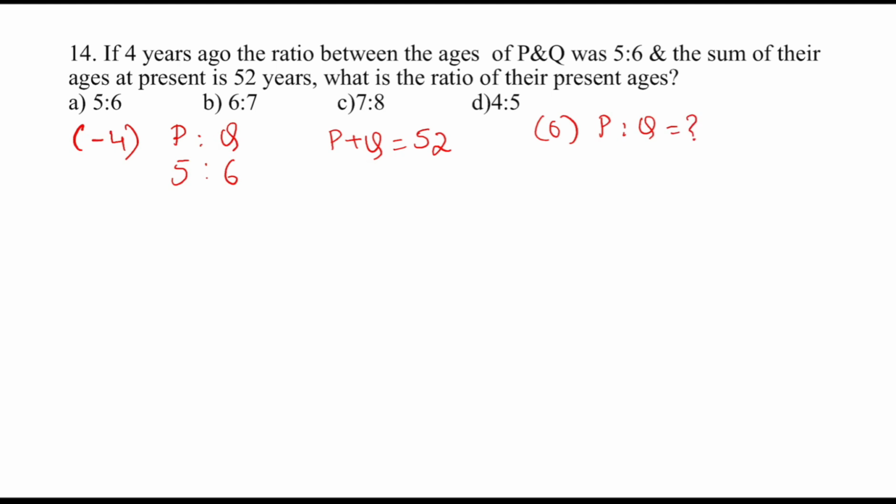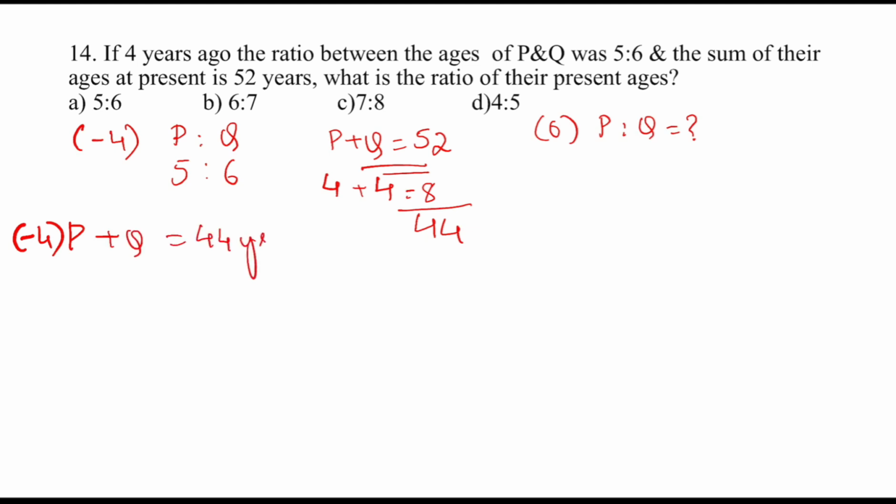Okay. Now we know that presently their sum is 52 years. Then for 4 years back, what was their sum? You have to subtract 4 years from both, isn't it? Means P before 4 years and Q before 4 years. 4 plus 4 is 8. So 52 minus 8 is how much? Okay, it is 44. So 4 years back, the sum of P and Q was 44 years, isn't it? But in ratio we know it is 11 parts. So 11 parts I can directly equate to 44 years.